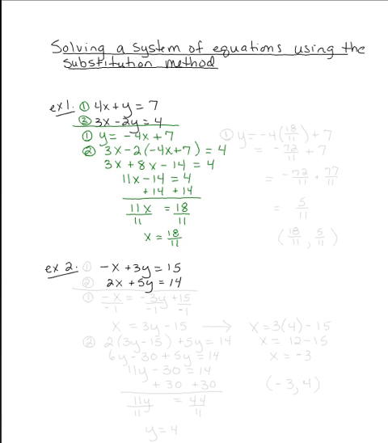So now I'm going to go back, and what I do is I go back to where we had solved for y in equation 1. So I go back to that one where it says y equals negative 4x plus 7, and I'll come back over here.